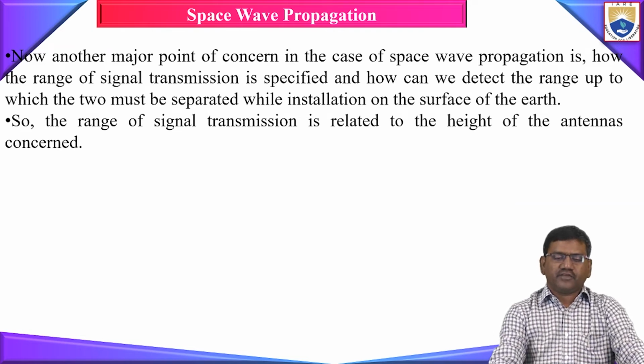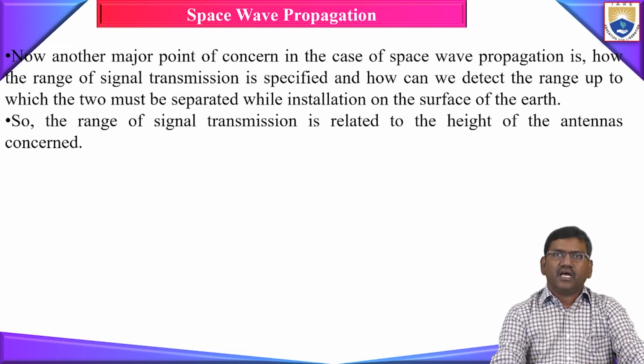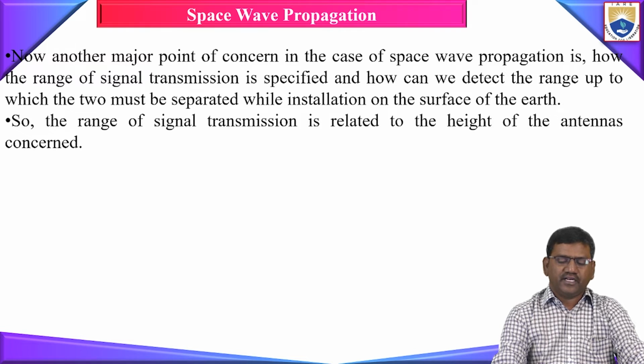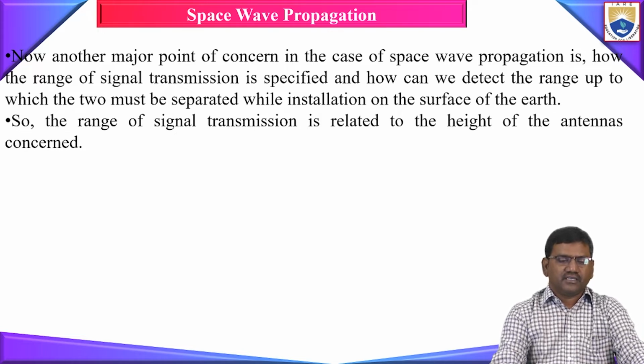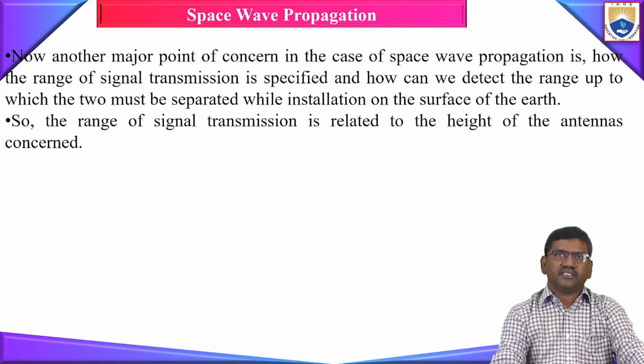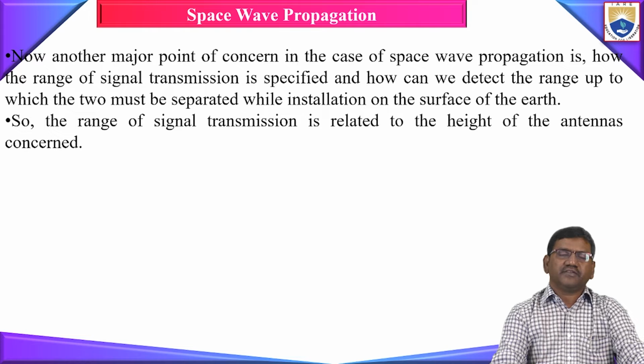So another major point of concern in the case of space wave propagation is how the range of signal transmission is specified, and how we can detect the range up to which two antennas must be separated during installation on the surface of the earth. Another major concern is what must be the range of the signal transmission. That means at what distance the receiving antenna has to be placed from the transmitting antenna.